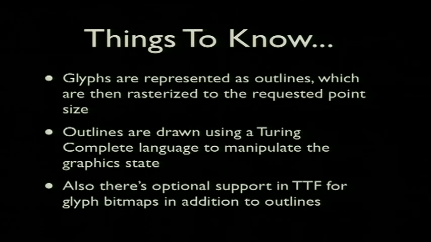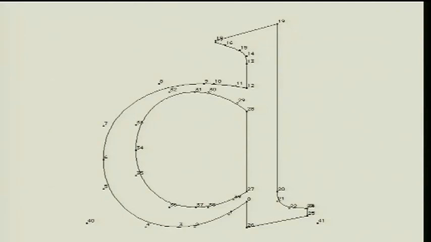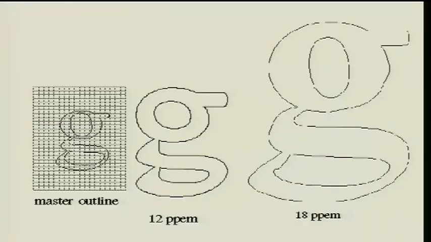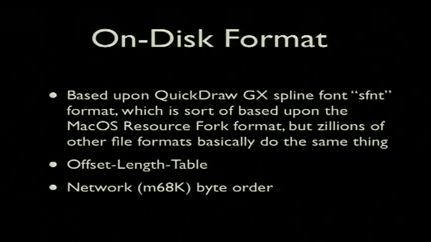So there's an actual virtual machine that interprets the TrueType font, and essentially performs a bunch of graphics operations to draw the outline of a character. If you want to draw a letter D, you say these are the dots and connect them like this. And then you've got a letter D drawn. Then it rasterizes it, so you can scale it to whatever size, and so forth. You should all know this.